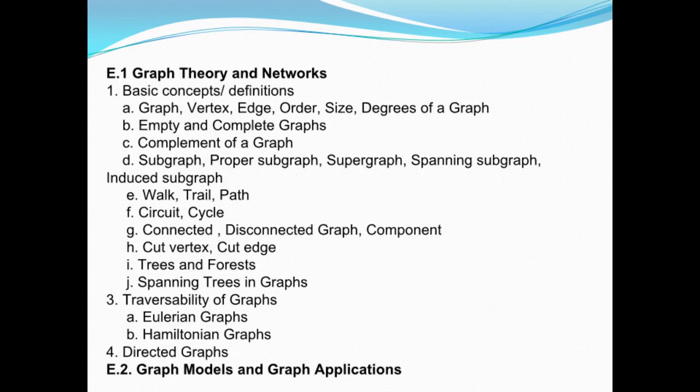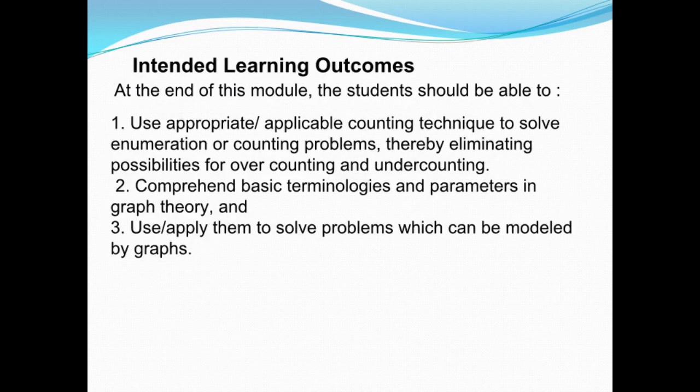E.1 Graph theory and networks. Basic concepts, definitions. Traversability of graphs. A. Eulerian graphs. B. Hamiltonian graphs. Directed graphs. E.2 Graph models and graph applications. The intended learning outcomes for Module 2 is enumerated here.